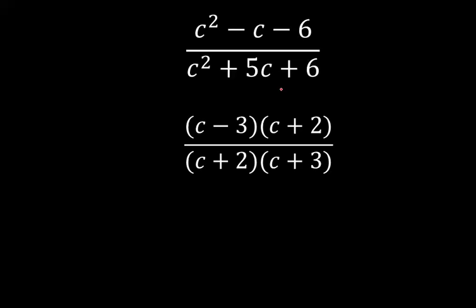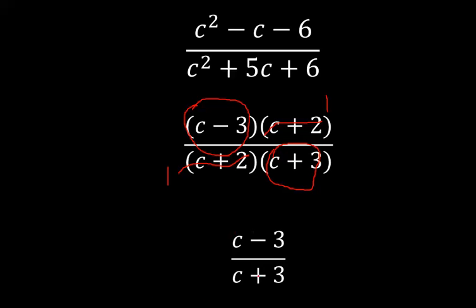Okay, so I factored it. I ended up with c minus 3 times c plus 2 in the numerator, and c plus 2 times c plus 3 in the denominator. Again, these two binomials multiplied give us this trinomial, and these two binomials multiplied together give me this trinomial, the one on the top. And we can see they have a common factor of c plus 2. So we can divide those out, and we'll be left with c minus 3 over c plus 3. And it looks like this. Okay.